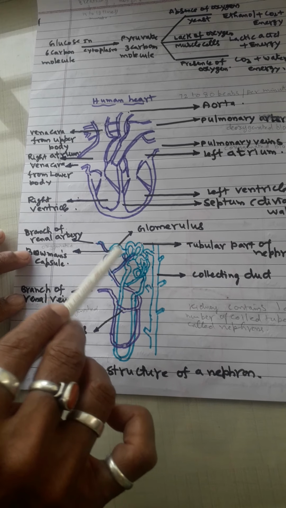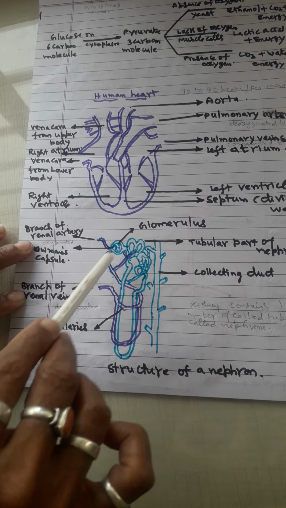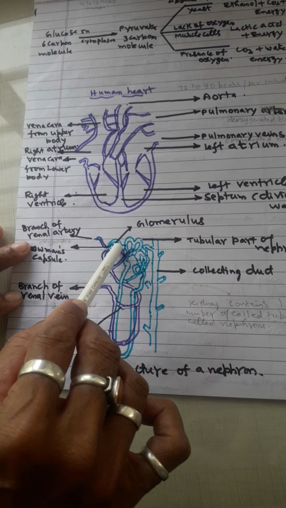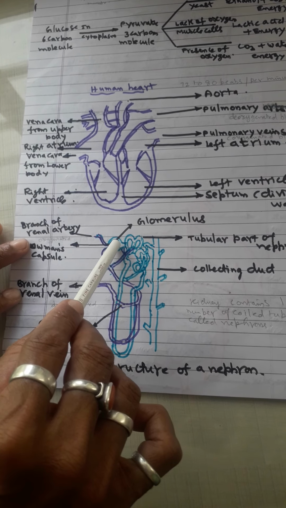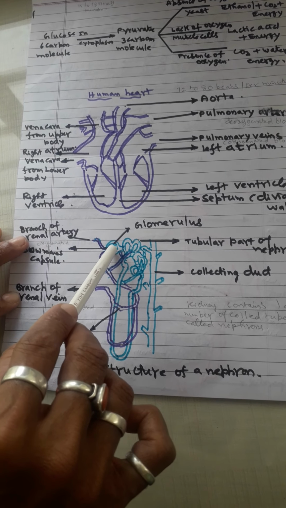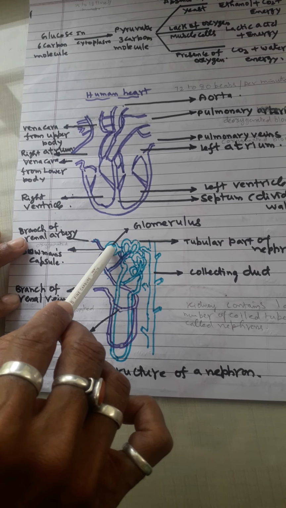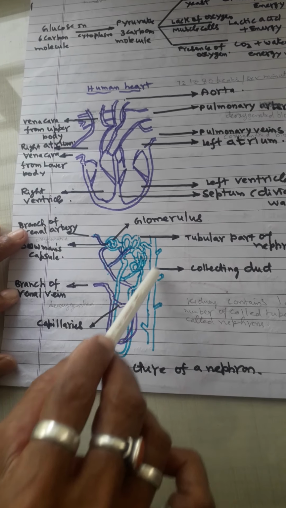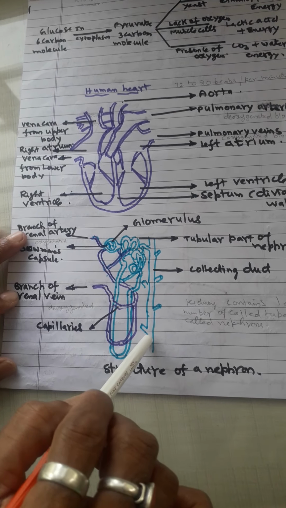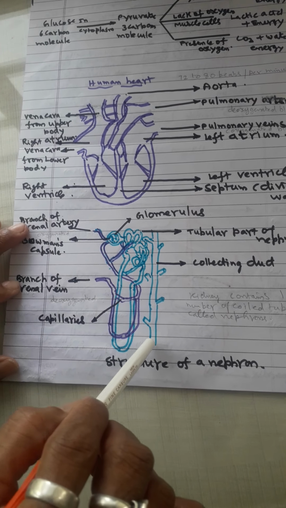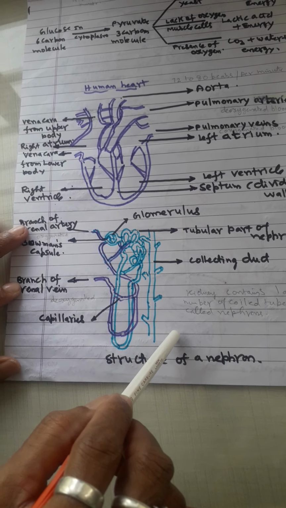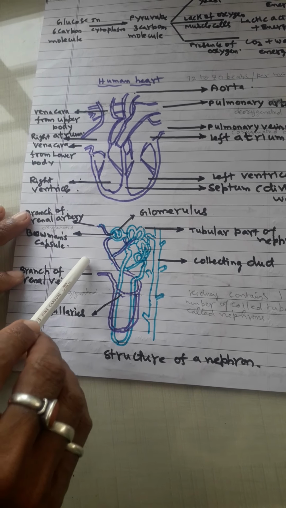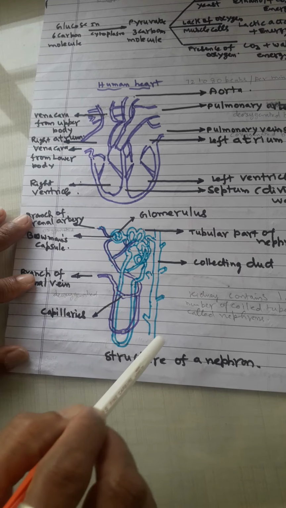Here the glomerulus is there. The glomerulus's function is to filter the blood. So after filtering, what does it remove? One thing is salt. Then apart from that, ammonia, other waste products, and excess water, all this it will remove. Those things will be collected in the collecting duct. Through the collecting duct, it will go to the ureter, then to the urinary bladder, then the urethra, and go outside.